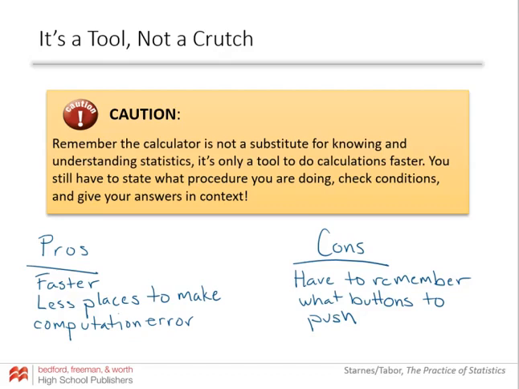It's going to be faster because the calculator is faster than a human, and there's less places for you to make like computation errors. But the cons are that you have to remember exactly where to go on the calculator and what buttons to push. You get a formula sheet on the AP exam, so the formulas are there for you. If you're going to use the calculator, you just have to know what to do. So it's kind of a personal choice, but if you're interested, keep watching, and I'm going to show you how to do the confidence intervals on the calculator.